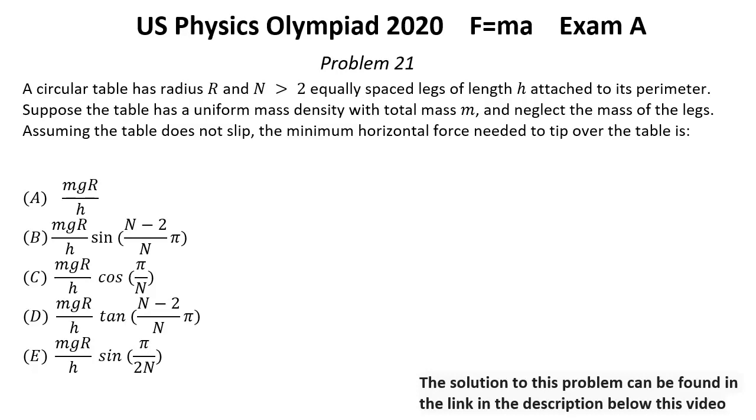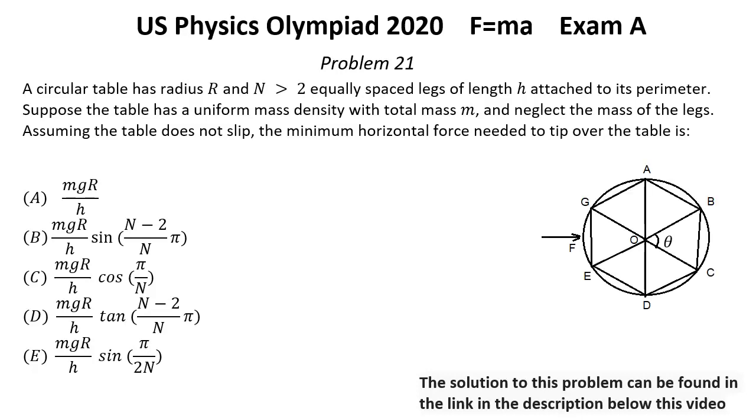Solution for problem number 21. Let's label the tops of two adjacent legs by B and C. The best way to push is to push directly opposite the table from the midpoint of BC, directly towards this midpoint. When the table is about to tip over, these two legs will bear all of the weight of the table, and hence provide all of the frictional force.